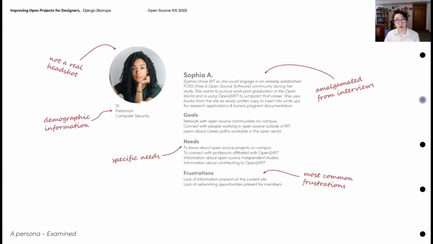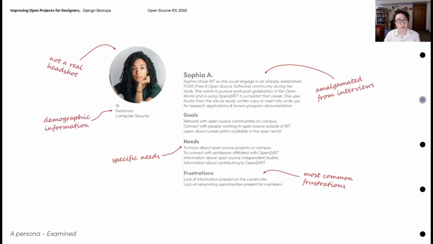Breaking it down further, these are all the different sections. So her bio is amalgamated from interviews. Her demographic information, well, that's specific, but that's because I chose it to be specific. It's not a real headshot. It's grabbed from Pexels, which is, if you don't know, a phenomenal open source stock photo website. I use it all of the time in a lot of the work that I do, and it's extremely helpful.